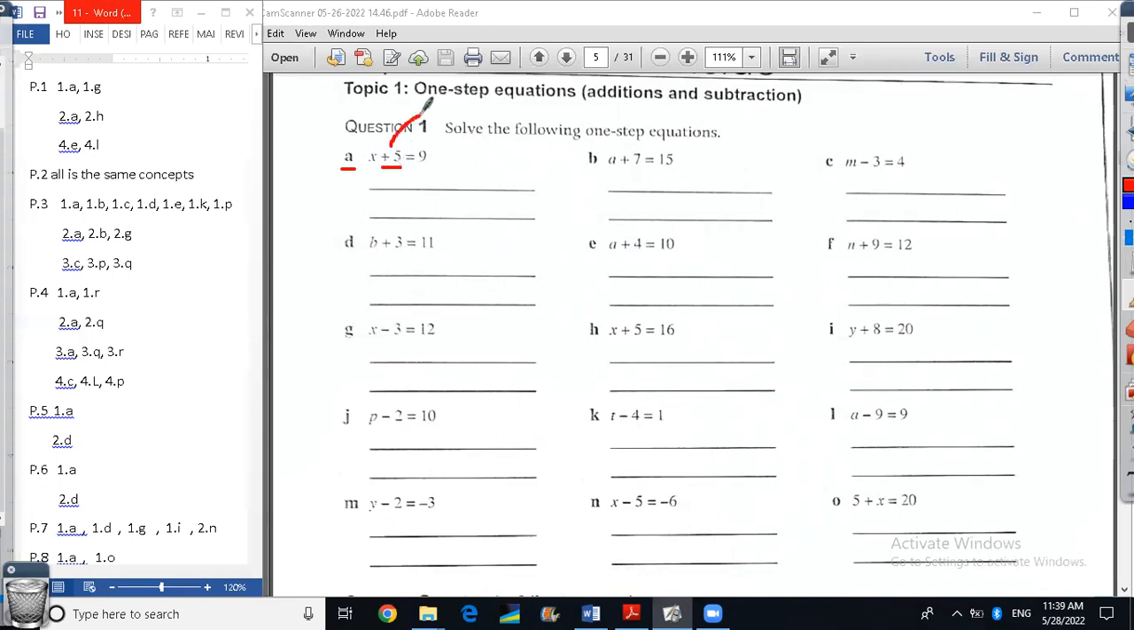So positive 5 is here. To get rid of positive 5, we take it there, negative 5. So X is going to be left here alone. 9 minus 5 equals 4.